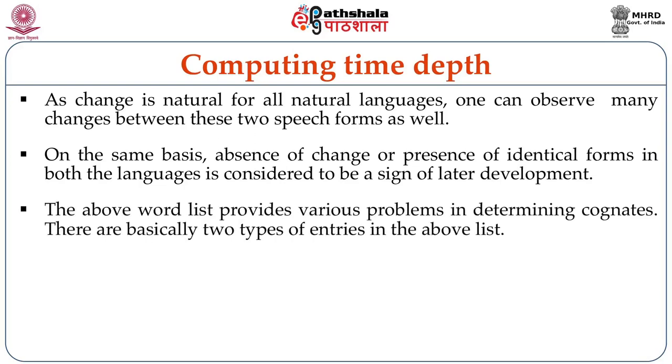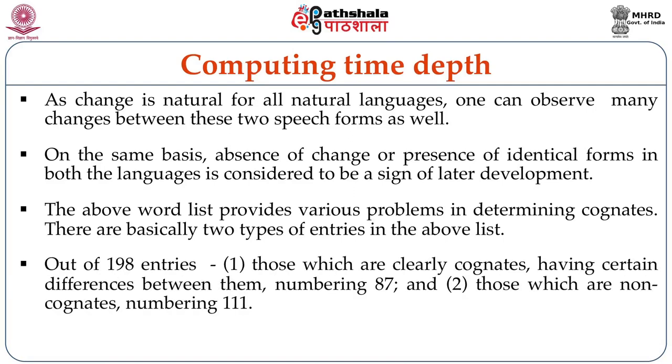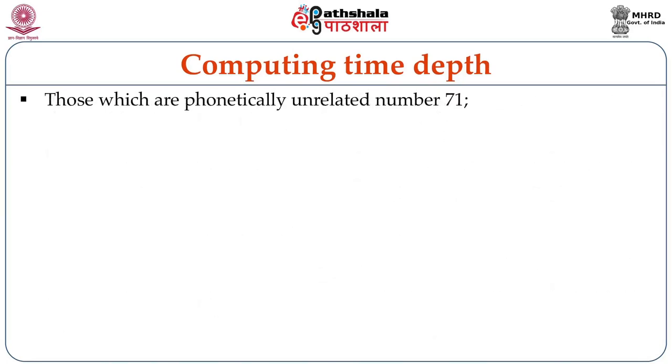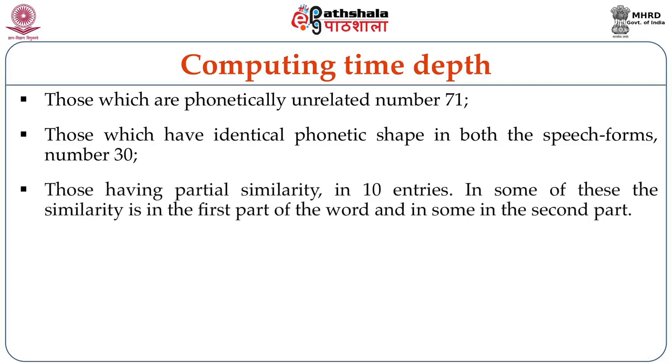The above word list provides various problems in determining cognates. There are basically two types of entries in the above list. Out of 198 entries, one, those which are clearly cognates having certain differences between them, that is basically phonetic differences, number 87, and two, those which are non-cognates, numbering 111. Within the second group, there are three subtypes. A, those which are phonetically unrelated, number 71; B, those which have identical phonetic shape in both the speech forms, number 30; C, those having partial similarity, in 10 entries.